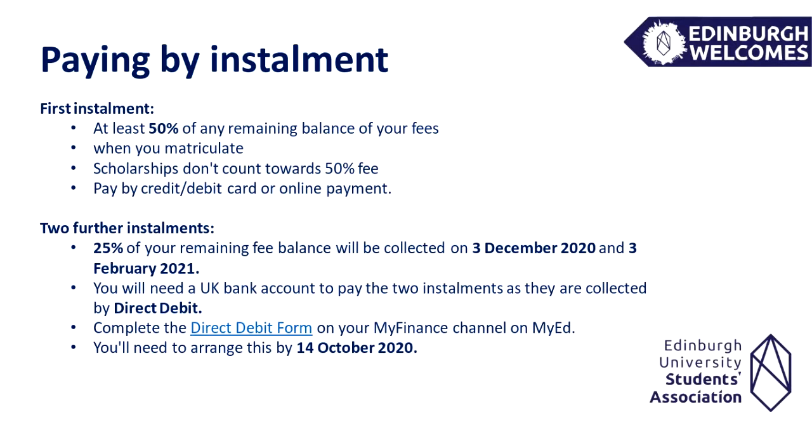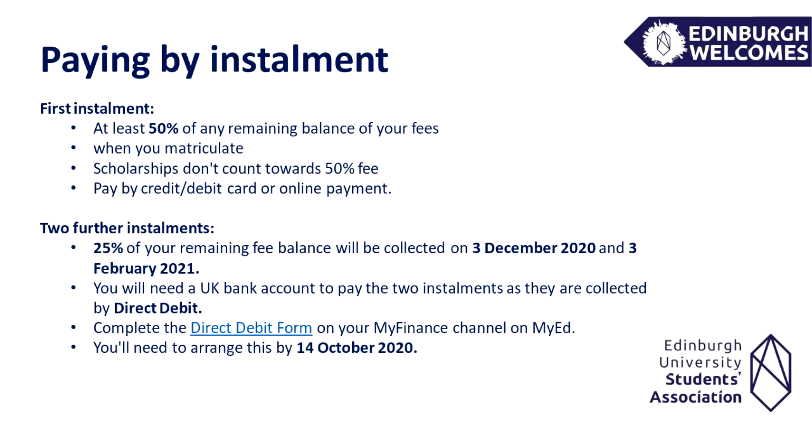To set up the instalment plan, you will need a UK bank account to pay these 2 final instalments. So the first one you can pay using a debit or credit card online, but the second 2 instalments have to be paid by something called direct debit. If you're not sure what a direct debit is, it is a regularly scheduled automatic payment that is sent from your bank account to the university.